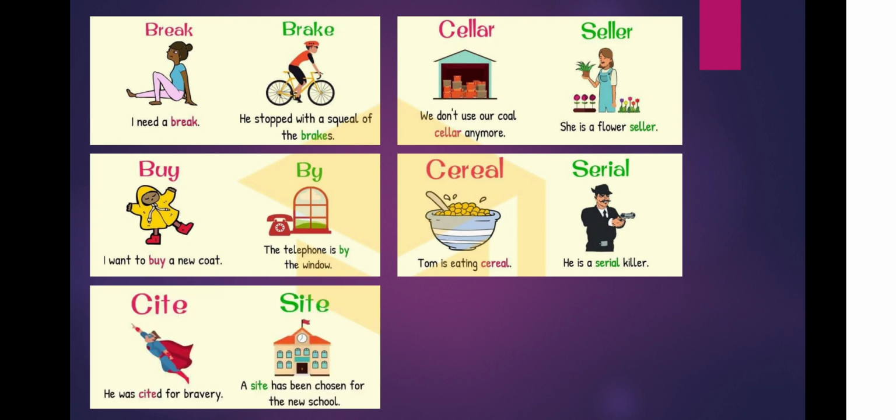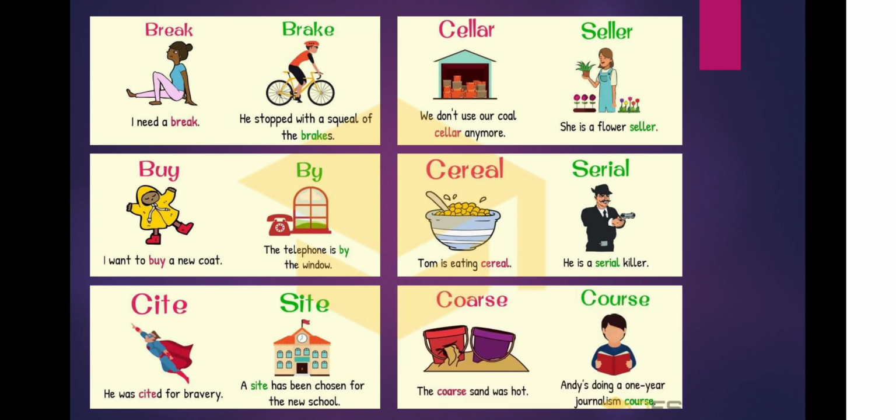Next, cite and site. Cite is to refer to something or someone, right? In this, he was cited for bravery. Another example we can take, like Bhagat Singh is cited for his bravery, right? The other side, site, which is a location of any place, right? That is called site. A site has been chosen for the new school. So here we have all the things, right?